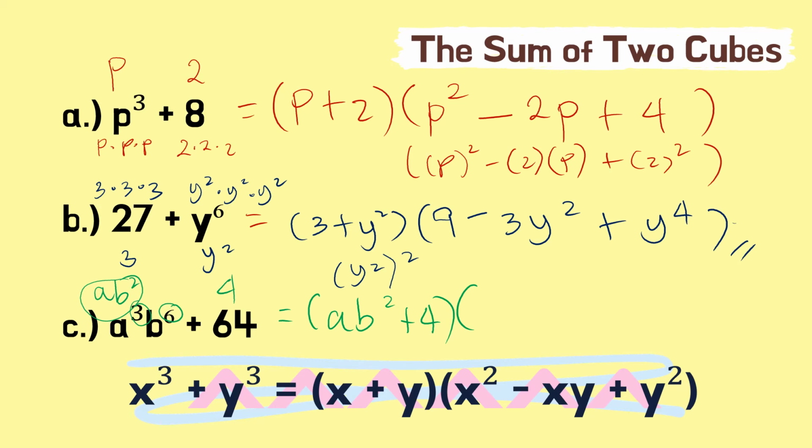Then next, the square of the first number. So, a raised to 2, then b squared raised to 2. That will be b raised to 4. Then, you subtract the product, ab squared times 4. That is 4ab squared. And the square of the second number, what is the square of 4? Okay, very good. That is 16. Therefore, these are the factors of the given sum of two cubes.